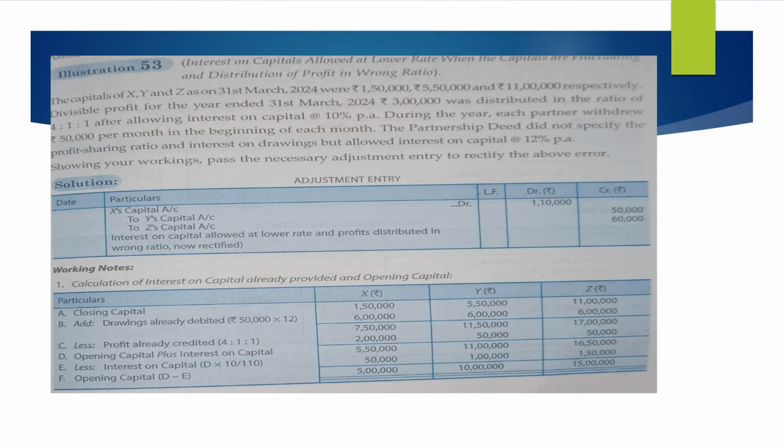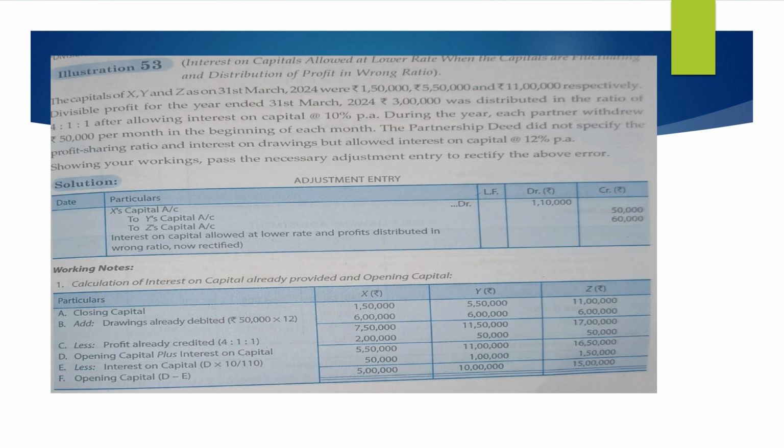Now to find out, first we will calculate the opening capital, because they have not given the opening capital, only the closing capital. So the closing capital of X, Y, Z is 1,50,000, 5,50,000, and 11 lakhs respectively. We add the drawings, 50,000 into 12, that is 6 lakhs each. We get 7,50,000 for X, 11,50,000 for Y, and 17 lakhs for Z. Now we deduct the profit already credited in the ratio 4:1:1, that is 2 lakhs, 50,000 and 50,000.